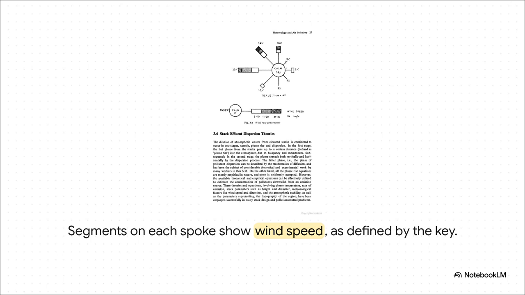But wait, there's more. The diagram layers in even more data. If you look closely, you'll see each spoke is broken up into different colored or patterned sections. These little segments correspond to different wind speeds, which you can check in the key. So now, we not only know the wind comes from the west a lot, we also know how fast it was typically blowing when it did.